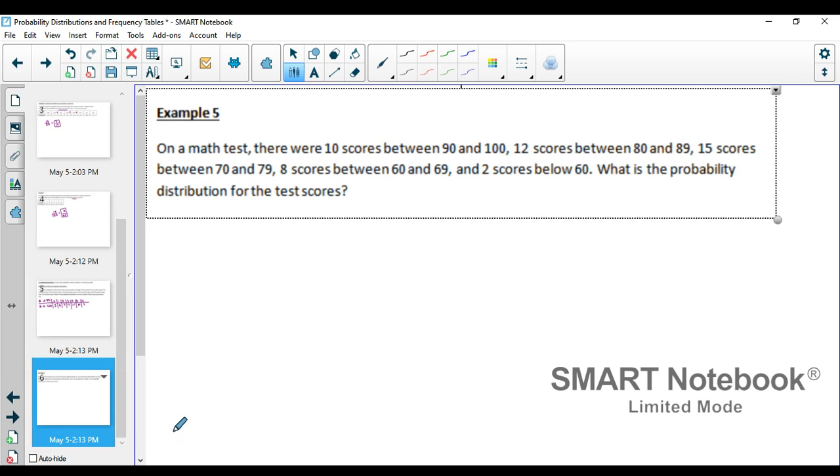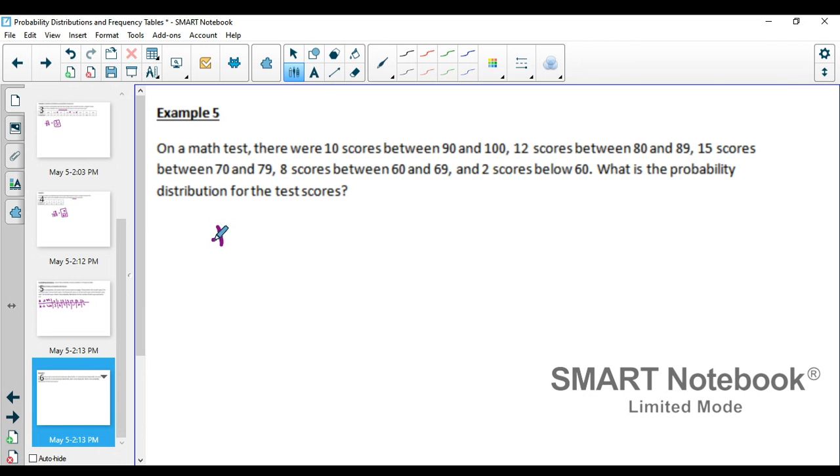All right. So on a math test, there were 10 scores between 90 and 100, 12 scores between 80 and 90, 15 scores between 70 and 79, 8 between 60 and 69, and 2 below 60. So what is the probability distribution for the test scores? For this one, let's make our table vertical. So this is test scores, and this is number of students.